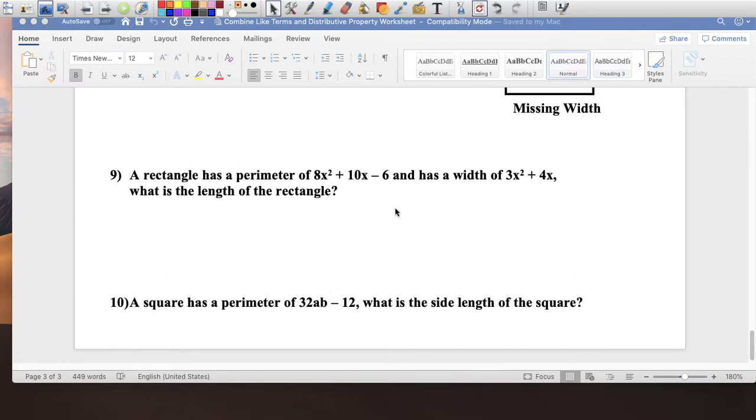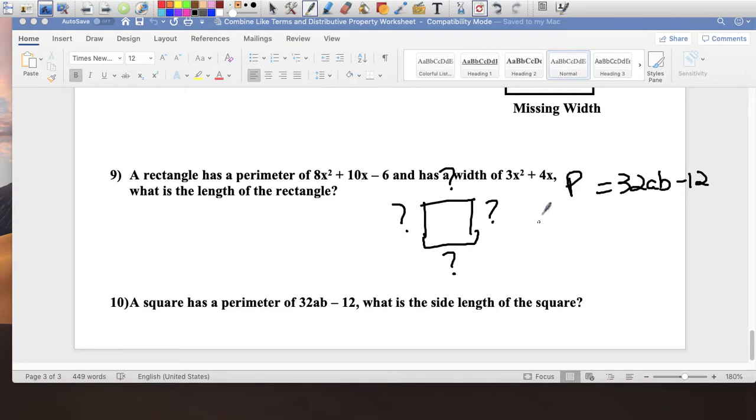Now we have a square. So a square, okay, and if you add this side that I don't know, plus this side, plus this side, plus this side, it equals 32ab minus 12, right? So the perimeter is that.